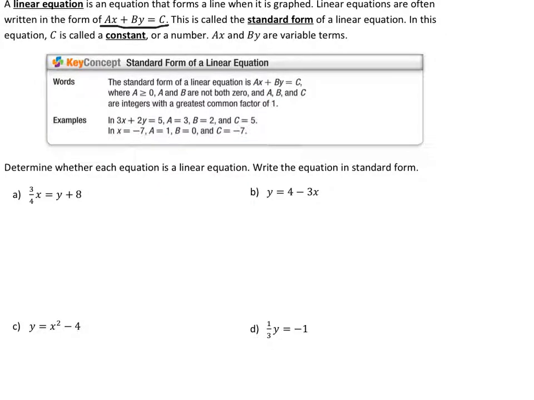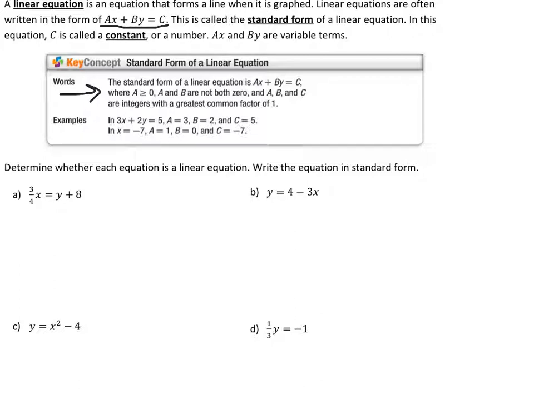Key concept. The standard form of a linear equation is ax plus by equals c, where a is greater than or equal to 0, a and b are both not 0, and a, b, and c are all integers, so positive, negative numbers or 0, with a greatest common factor of 1. So, no decimals, no fractions, and there cannot be a greatest common factor larger than 1. So an example of this could be 3x plus 2y equals 5, or x equals negative 7.